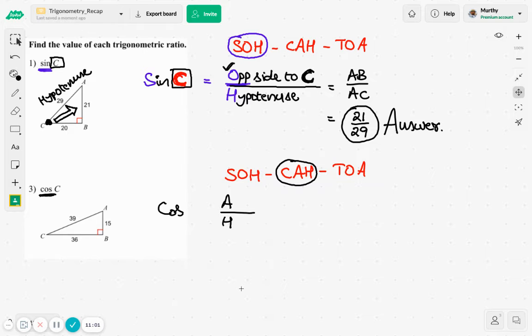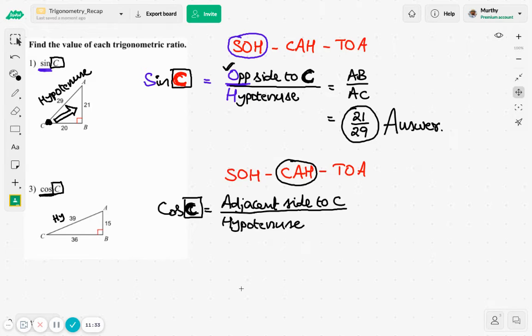What is the letter given? Please do give preference to this letter. So cos C equals, A stands for, let me elaborate, adjacent side to whatever letter is given, that one is to be taken, adjacent side to C over H, which stands for hypotenuse. As I mentioned before, please do identify what is the hypotenuse first: the longest side, or the side opposite to 90 degrees.